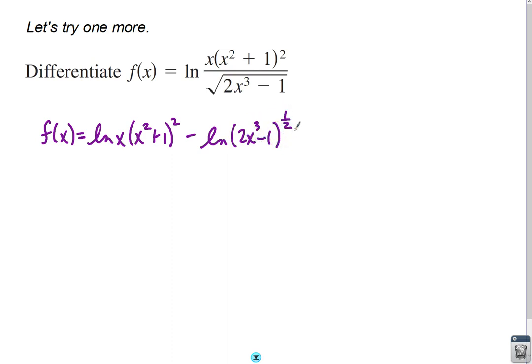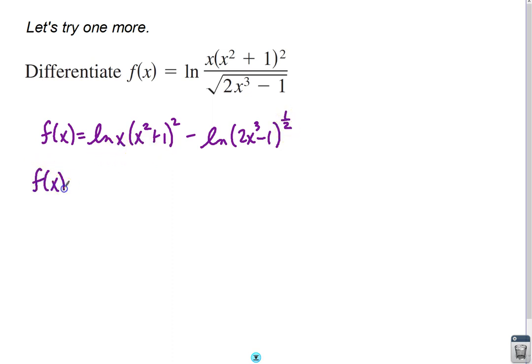Now, I am not even going to attempt this using the other method of not rewriting first, because this is going to be the nastiest quotient rule with chain rule. Not the nastiest, but gross enough. If you want to do that, you knock yourself out and have a good time. I'm going to pass. Now within this natural log, these two things are multiplied, and within this natural log, I have this exponent. So I'm going to break this one up first.